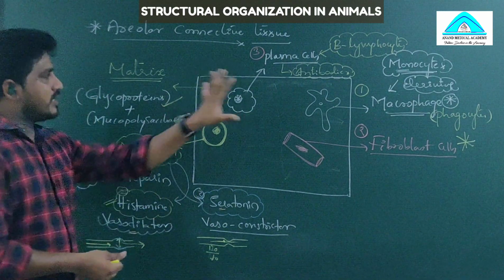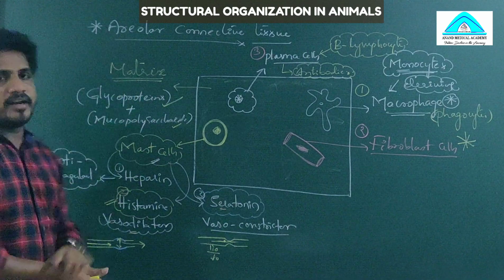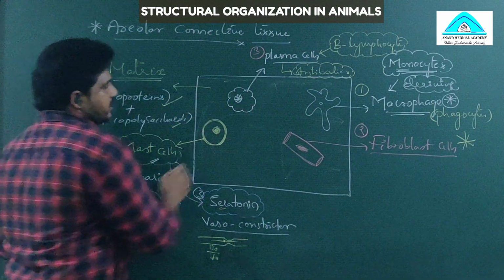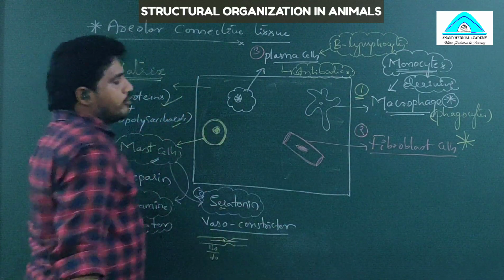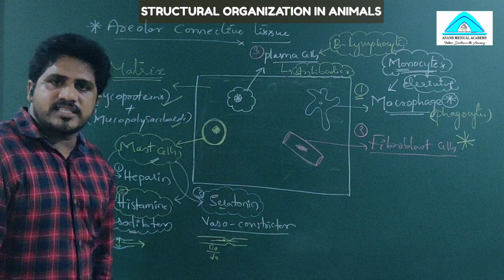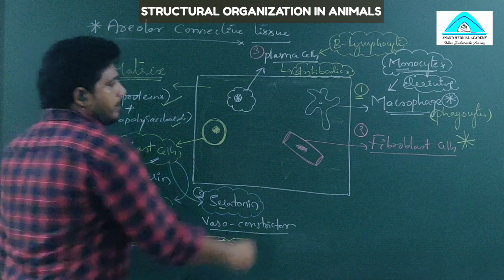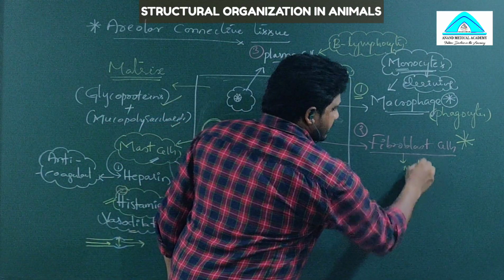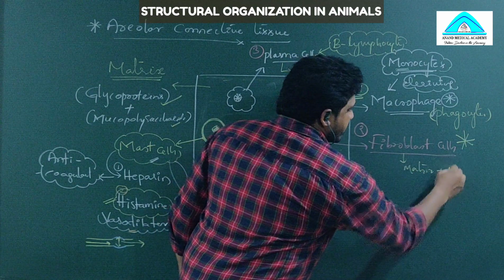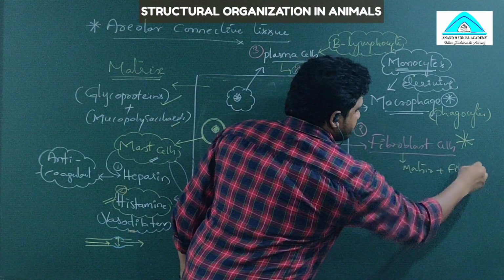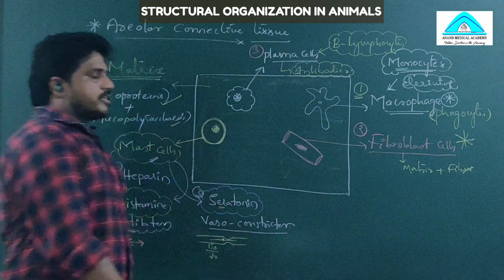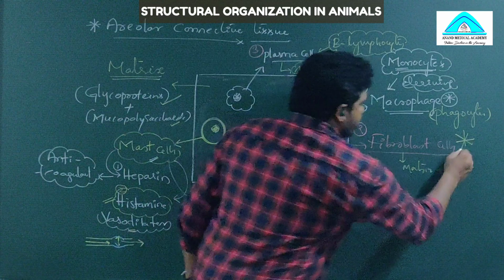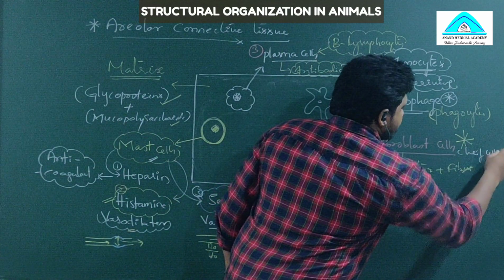Let me repeat, what are the cells that are present in the areolar connective tissue? Again, areolar connective tissue has 4 different types of cells. The type 1 cells are macrophages. They are derived from monocytes and act as phagocytes. Number 2 types of cells are fibroblast cells. They secrete matrix and also secrete fibers. Matrix and fibers are secreted by fibroblast cells. That's why they are also called chief cells.